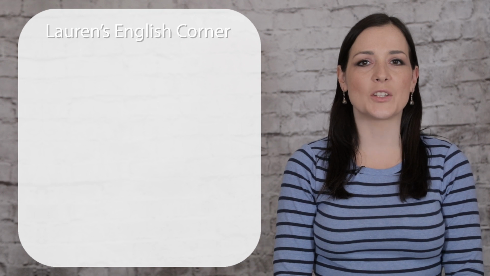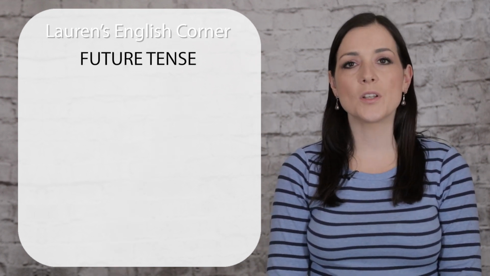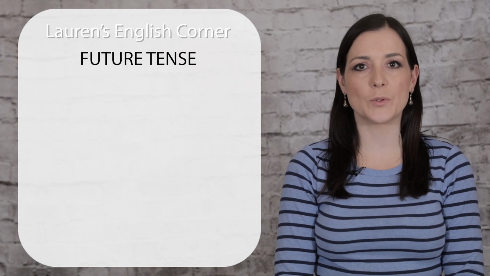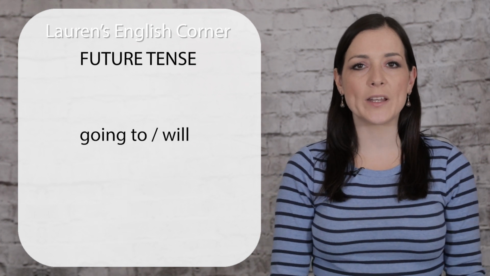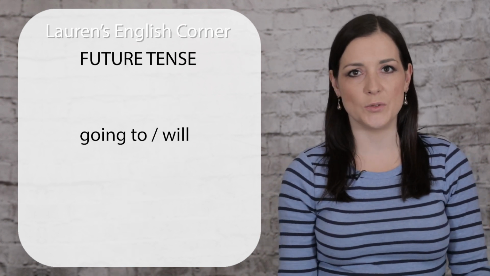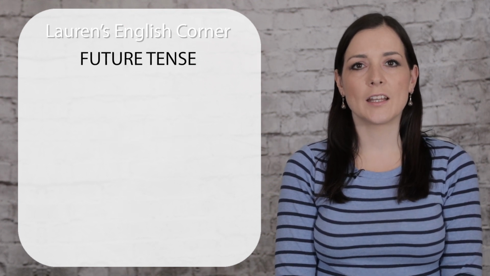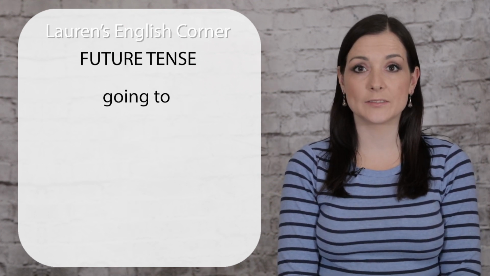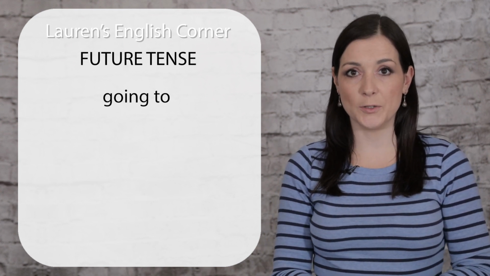In today's lesson, we're going to look at the future tense. We're going to look at the differences between going to and will. And we'll look at examples of when to use going to and when to use will. So first, let's look at the patterns. First, we'll look at the pattern for going to.